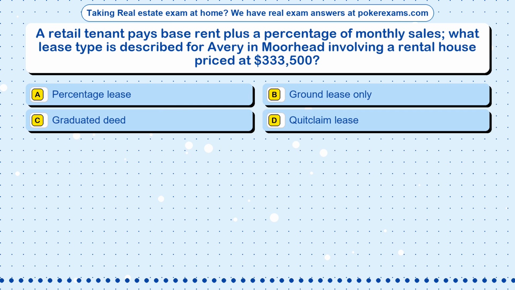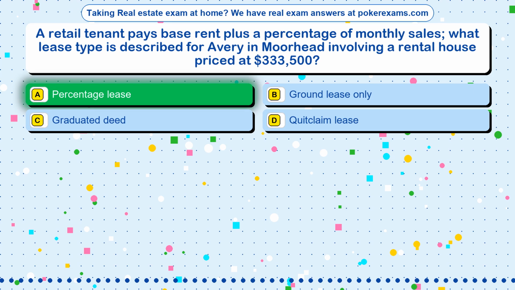Question 77. A retail tenant pays base rent plus a percentage of monthly sales. What lease type is described for Avery in Moorhead involving a rental house priced at $333,500? Option A. Percentage lease. Option B. Ground lease only. Option C. Graduated deed. Option D. Quitclaim lease.